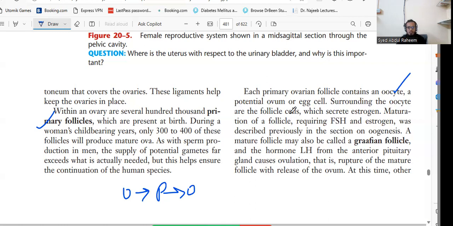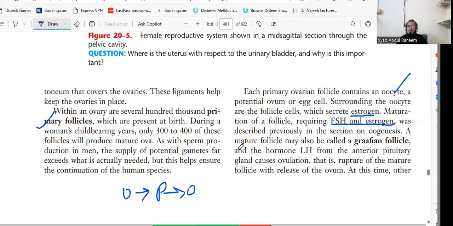Surrounding the oocyte are the follicle cells, which secrete estrogen. Maturation of the follicle requires FSH and estrogen, as described previously in the section on oogenesis. So FSH and estrogen are required for oogenesis, the process of the beginning of ova. We need FSH, follicle stimulating hormone, and estrogen. FSH comes from the brain, the pituitary gland.